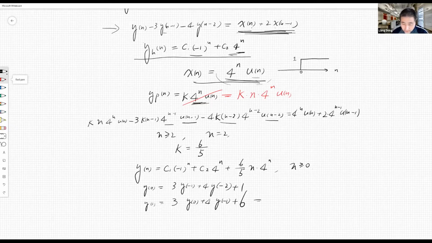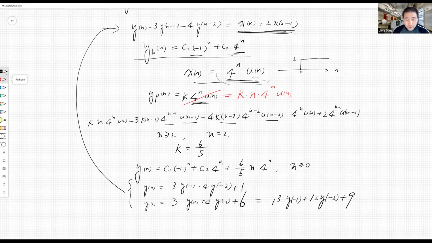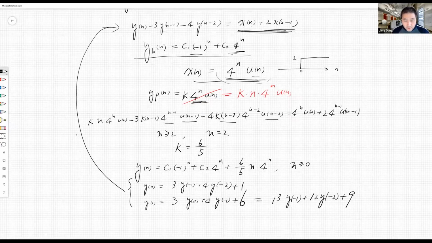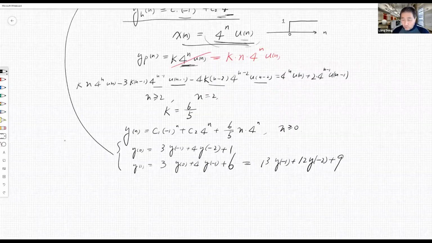And then I can continue to write this. You just plug in the previous line. We find out 13y[-1] plus 12y[-2] plus 9. Okay, so these two are coming from my original equation, coming from here. These are the two that have y1, y[-1], and y[-2].